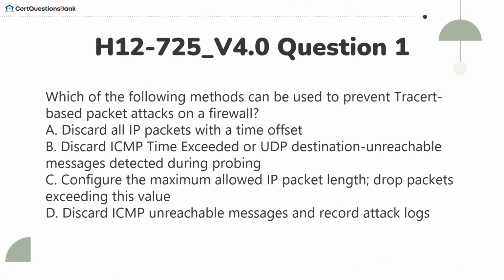Which of the following methods can be used to prevent traceroute-based packet attacks on a firewall? A. Discard all IP packets with a time offset. B. Discard ICMP time exceeded or UDP destination unreachable messages detected during probing. C. Configure the maximum allowed IP packet length. Drop packets exceeding this value. D. Discard ICMP unreachable messages and record attack logs.